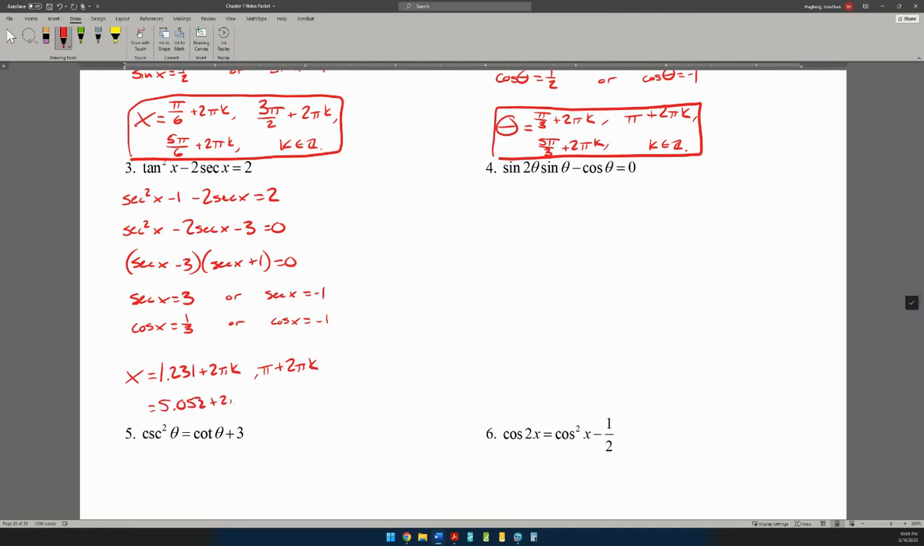5.052 plus 2 pi k. And as always, that's where k is an integer. All right, so here's our three answers.